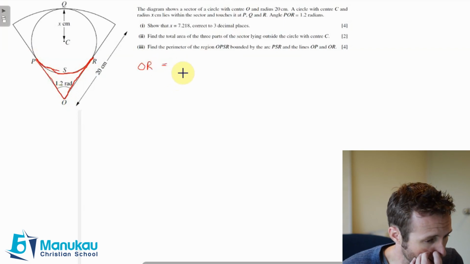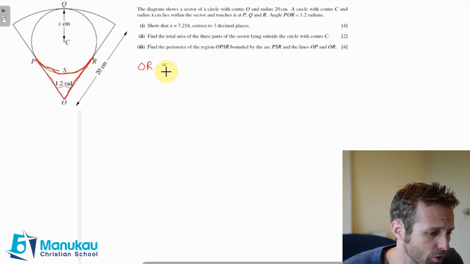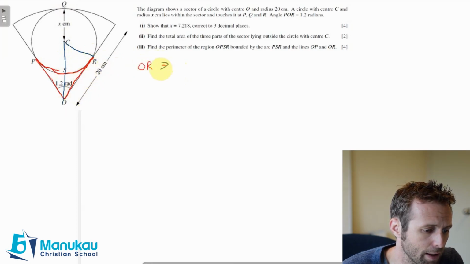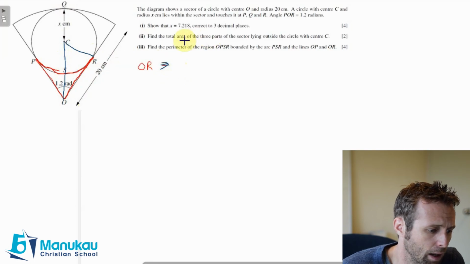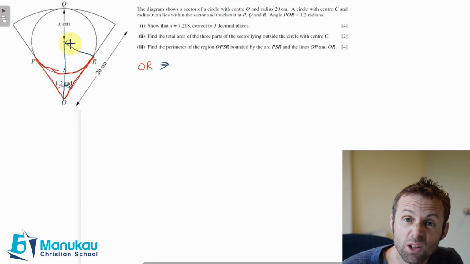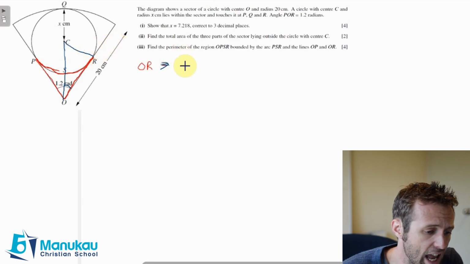Now, we can think in terms of our triangle that we drew earlier for this, can't we? So if we've got a triangle like this, what do we know? Well, we want to know OR. That's what we want to find. So how are we going to find that? Well, we know that this angle here is half of 1.2, so it's 0.6 radians. And we know CR is x, we've already found that out. So we could use tan, couldn't we?